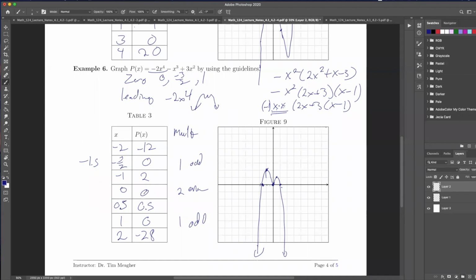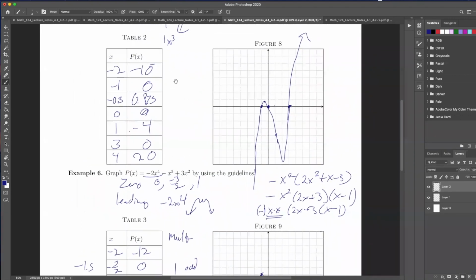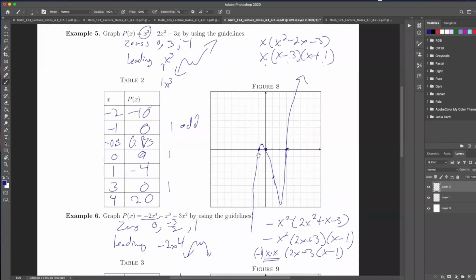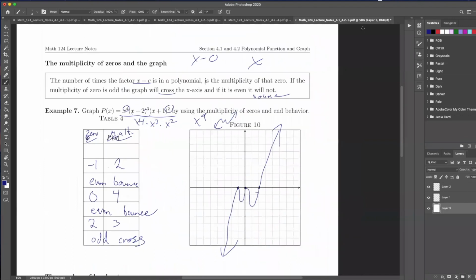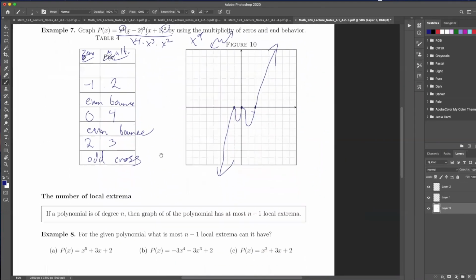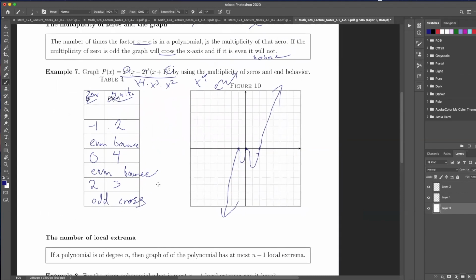The one above it isn't as interesting because all of these have multiplicity of 1. So these are all odd, and so they always cross. But you notice here it still works. I cross, I cross, I cross, and I'm done. And so using the multiplicity of zeros is the fastest way in order to roughly estimate what the graph looks like.